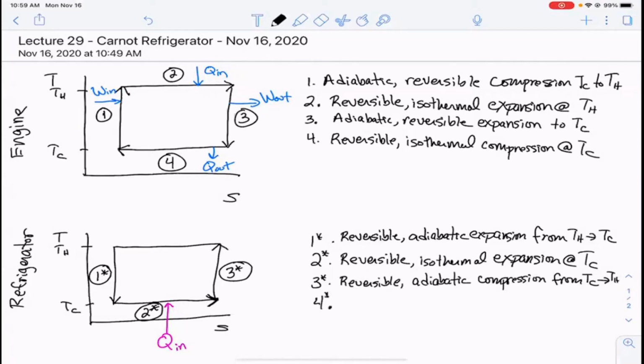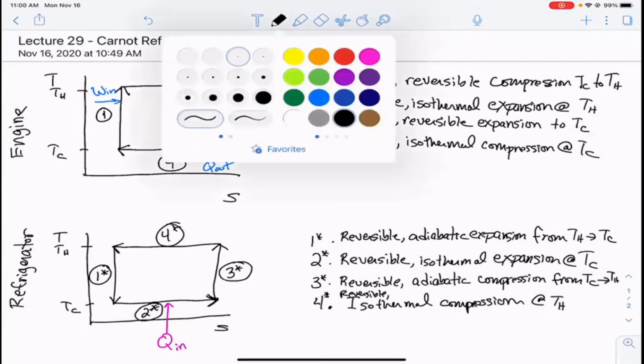And the 4th step in the refrigeration process is that we are going to do an isothermal compression. Of course, it's also reversible at T hot. Okay, and so this is 4 star and going in that direction.